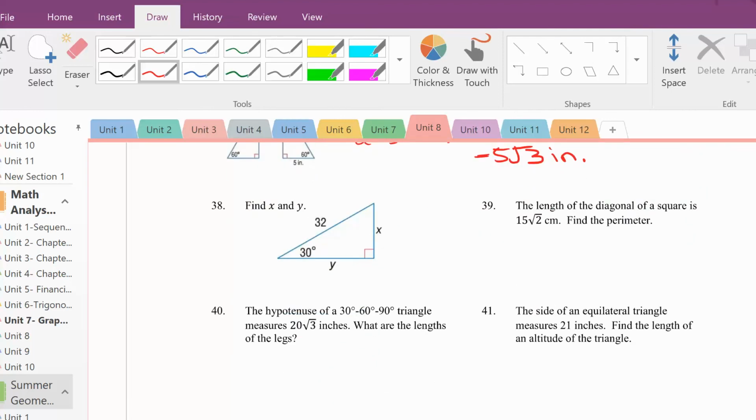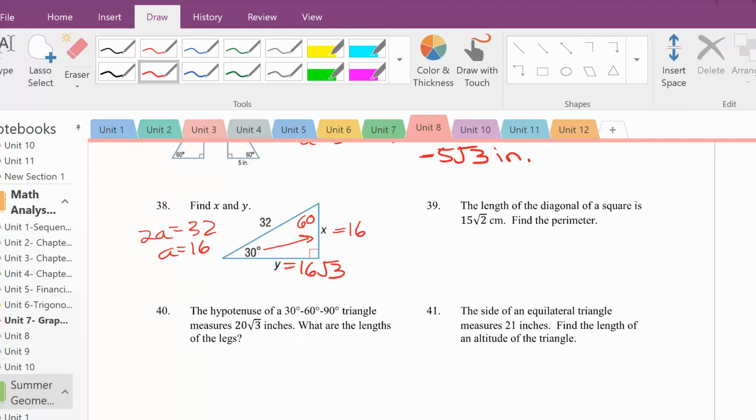Find x and y. So this is a 30, 60, 90. Right now you know the hypotenuse, so you know 2a is 32. So a is equal to 16. So that's x, 16, because that's across from the 30. Y is then 16 rad 3, because y would be a rad 3.